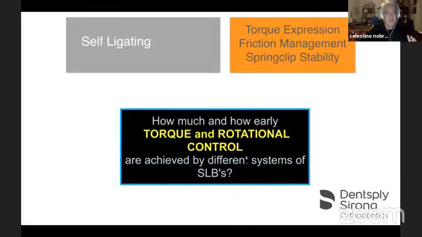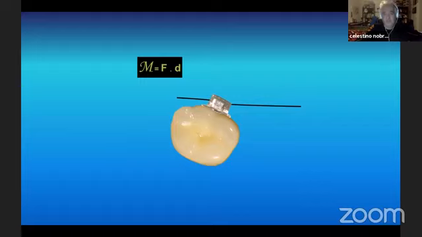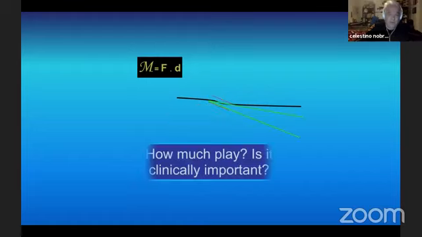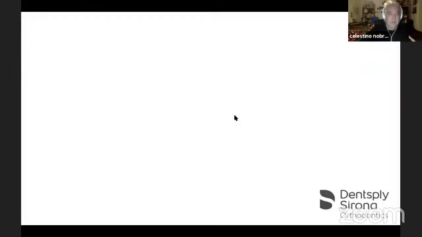But take a look at this. A quick look at rotational control. Okay, if I have this problem here, I need to derotate this molar. I can place like a 16 wire here. Okay, but the problem is, by placing the 16 arch wire here, I'm not going to solve the problem 100%. You know why? Because I have a play here, right? So if I have a play, I can calculate this play, and believe me, it's a huge play. So I need something else to derotate the molars.